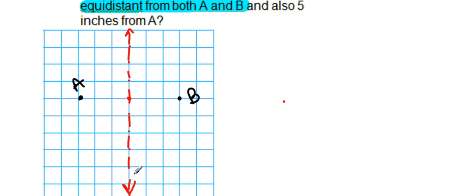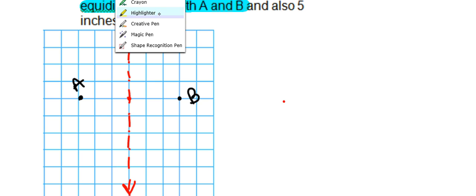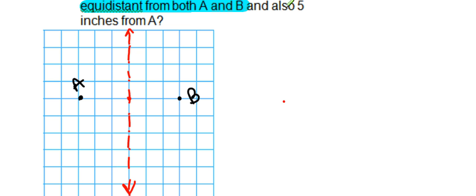So that red dotted line represents my set of points that are equidistant from both points A and B. The second criteria that needs to be met here is we also need the points to be 5 inches away from point A. So now I'm going to go ahead and sketch the set of points that's 5 inches, or in this case 5 units away from point A.